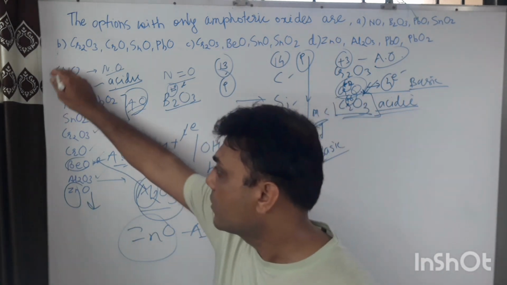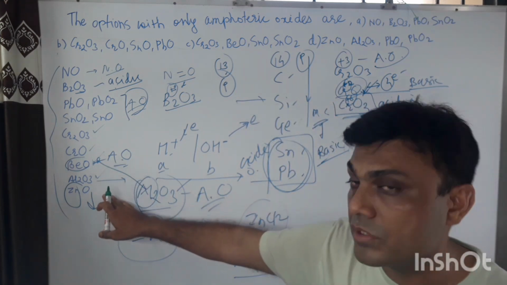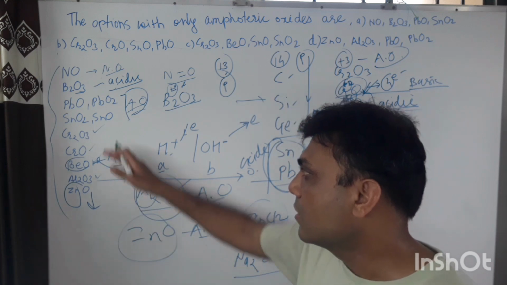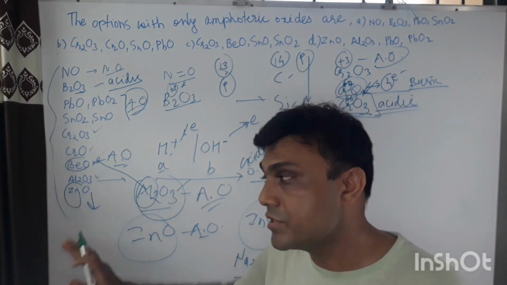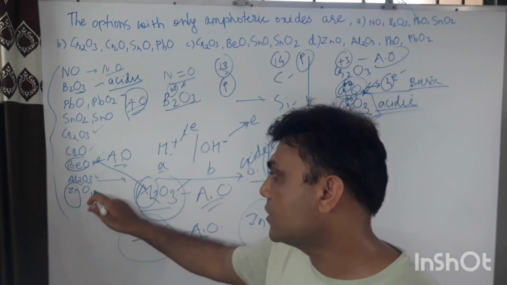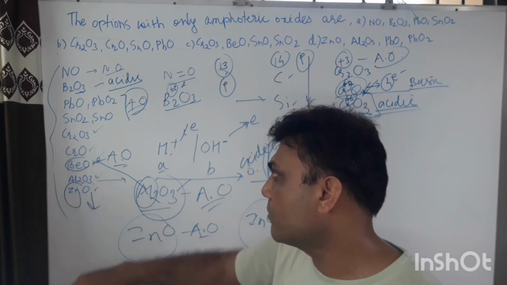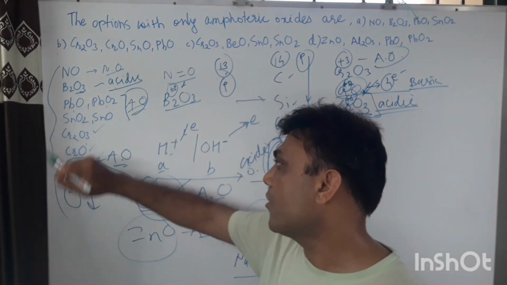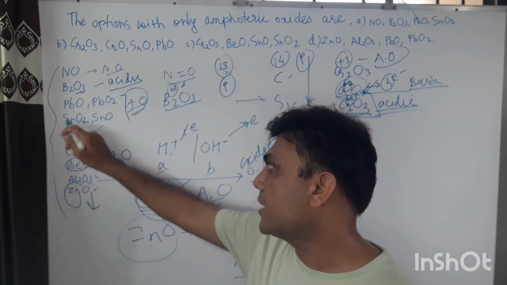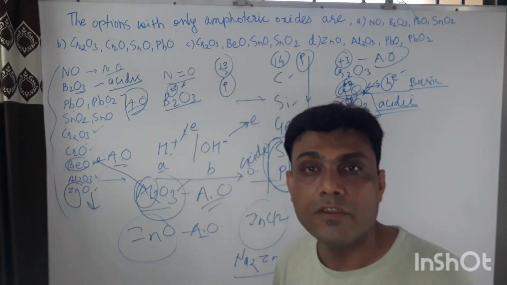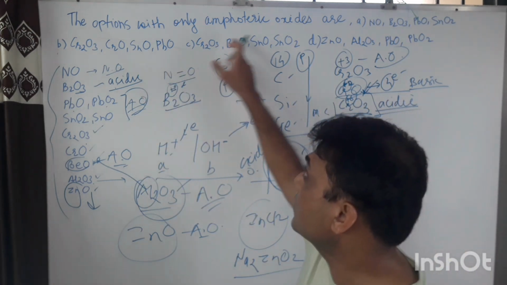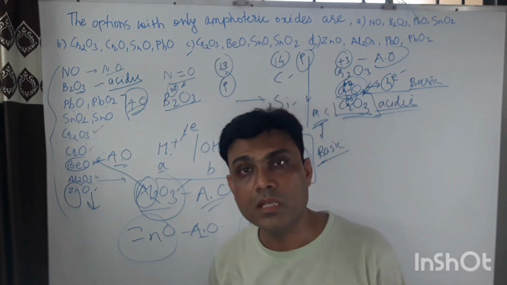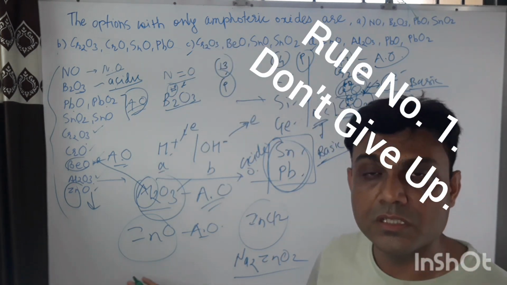So in this way, we have seen which oxides are amphoteric and which are other oxides, by giving logical reasons. So we now know that zinc oxide, aluminum oxide, beryllium oxide, chromium oxide, lead oxide, lead dioxide, tin oxide and tin dioxide are amphoteric in nature. So if you see, options D and C are both correct options. So friends, this is the solution of this problem.